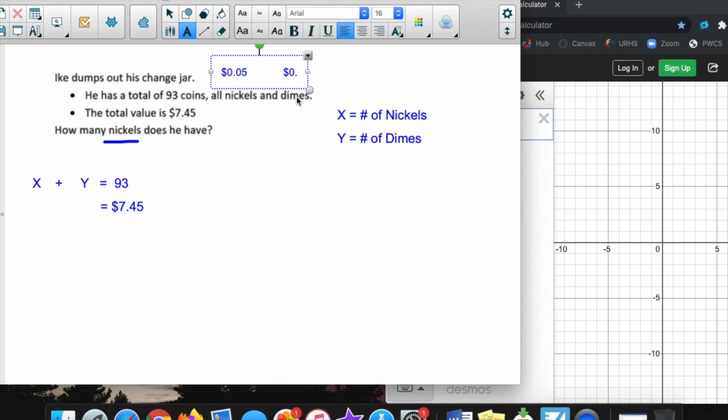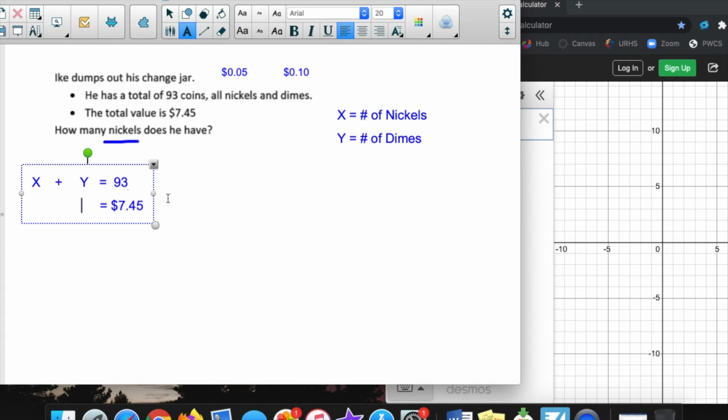Okay, and then dimes, again, same thing. It would be worth 0.10 or 0.1 dollars, right? A dime's worth 10 cents. So these amounts that a dime and a nickel are worth are going to be super valuable to me, because that's going to help to add, right?